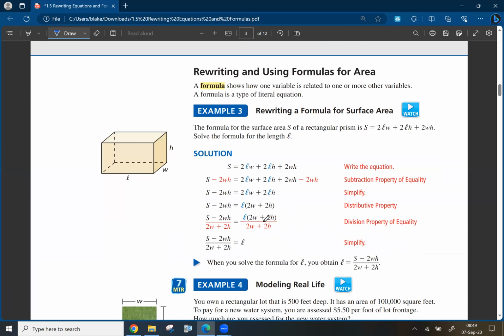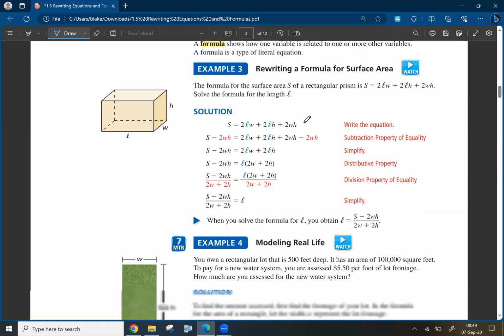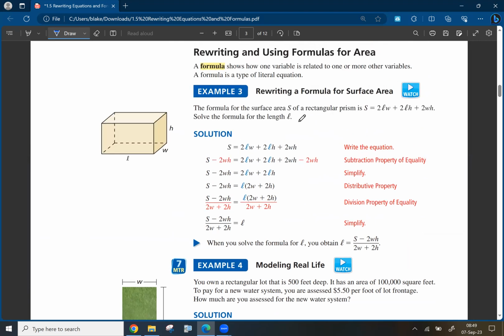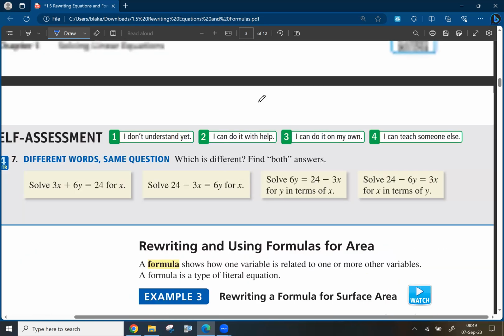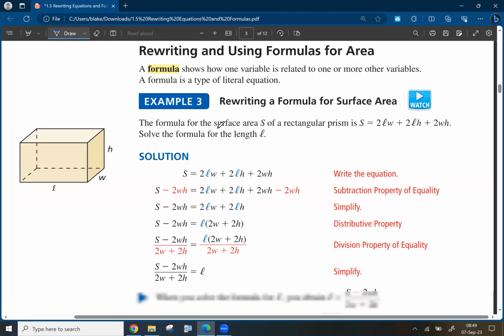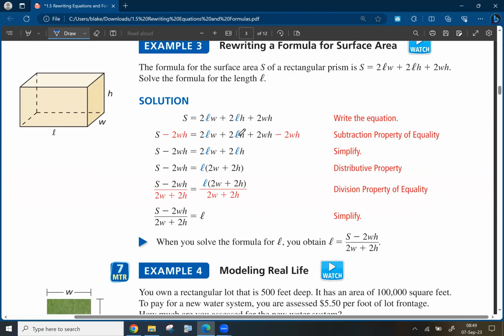The rest of these problems are pretty much the same story. It's just they use more formulas instead of just random equations. So as you can see with this example, you have a formula for the surface area of a rectangular prism. There's a formula given, and it just says solve for L. So as you can see in this one, it's kind of like number 6, the problem we just did. You have the L in these two terms. So we will take the L out of these two terms, right?